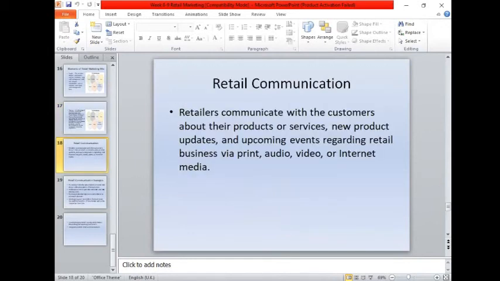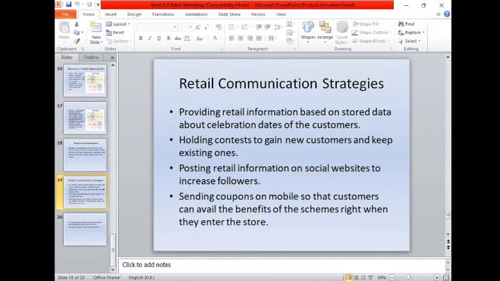Okay, next is retail communication. Retail communication is also part of the retail marketing mix. It is where retailers communicate with the customers about the products and services, and also the product updates and upcoming events regarding the retail business. So retail communication is also retail marketing, which communicates with new and existing customers about the updates of the product that is offered in the retail stores. So what are those retail communication strategies?